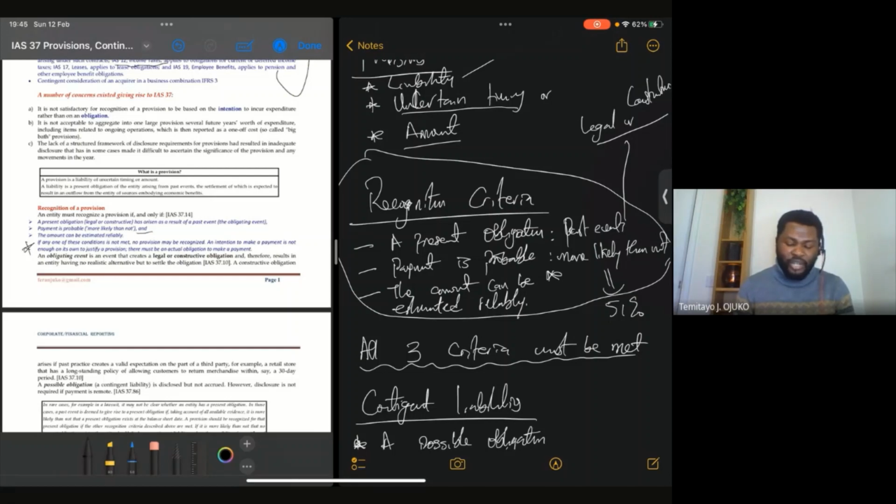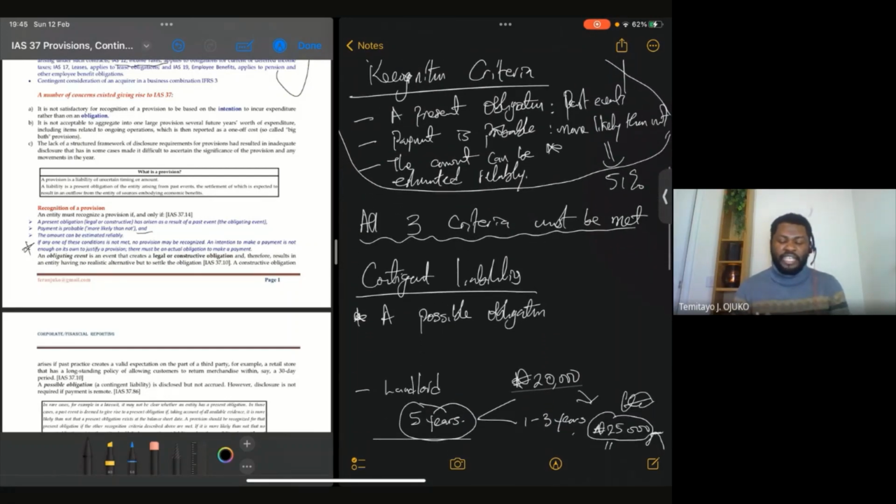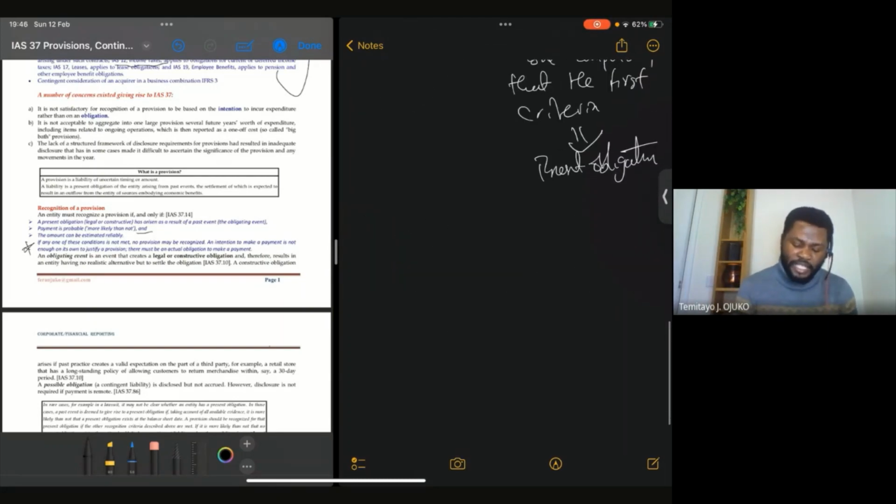Now, what is an obligating event? We said that a provision arises as a result of past events. So let's look at what an obligating event is.